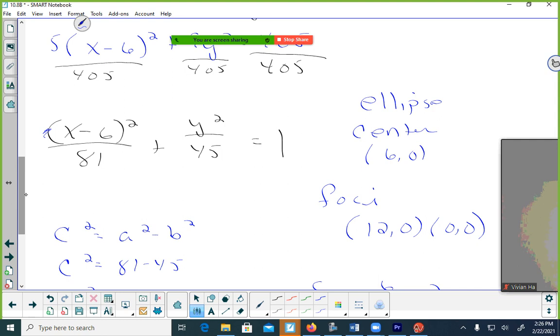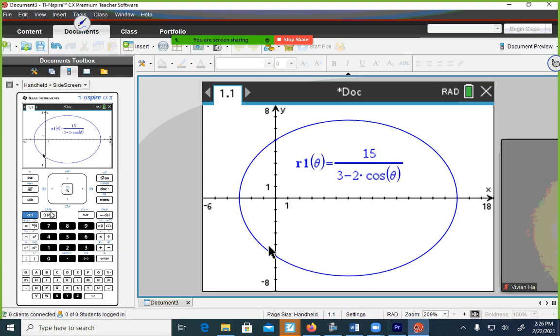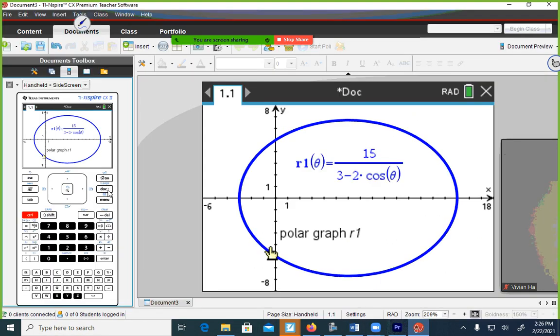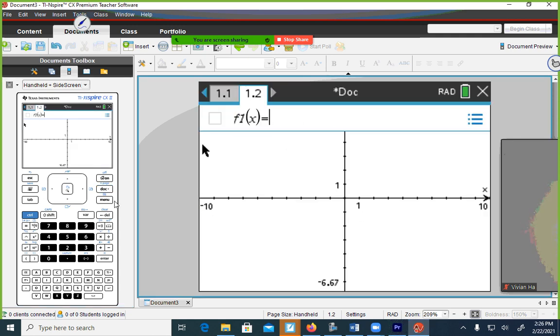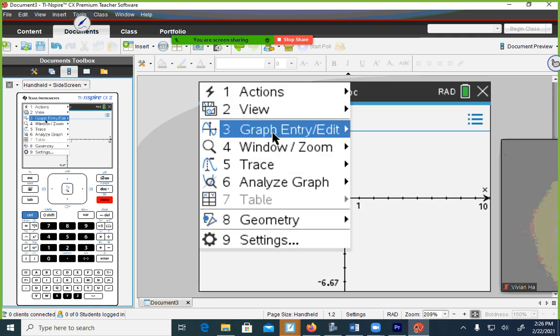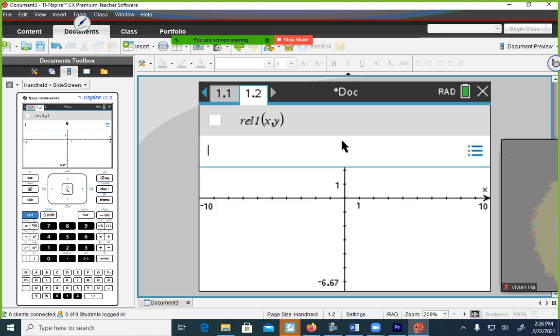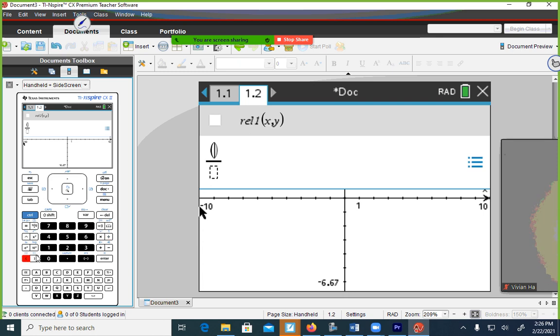Then it says that I'm going to graph this on a separate page in the relations mode. So I'm going to my calculator, I'm adding another page, I'm going to graphs, and then I am going to hit menu and do graph entry edit and go to relations, and I'm going to type that in just the way I saw it, and I'm hoping I remember it. Someone will yell at me if I make a mistake.